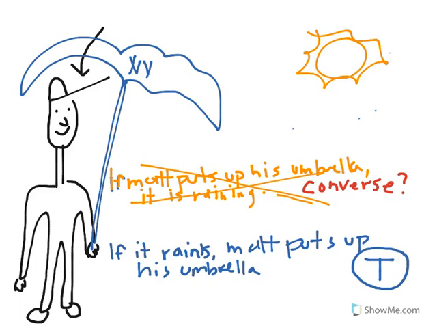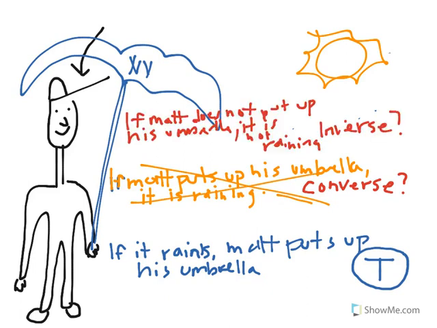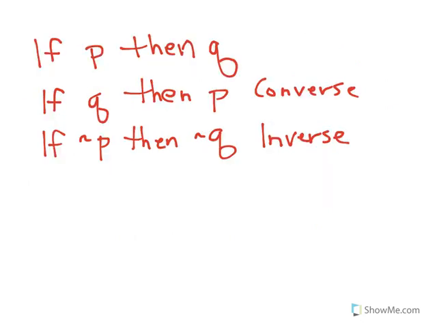Let's next talk about the inverse of that statement. If Matt does not put up his umbrella, it is not raining. I just negated both sides. Is that necessarily true? Well, no, not necessarily, because it could be the same condition as the other one. Maybe he didn't go outside. Maybe he just didn't put up his umbrella. It doesn't necessarily have to be that relationship. The only one that has to be true is something known as the contrapositive. Let's take a look at that on the next page.